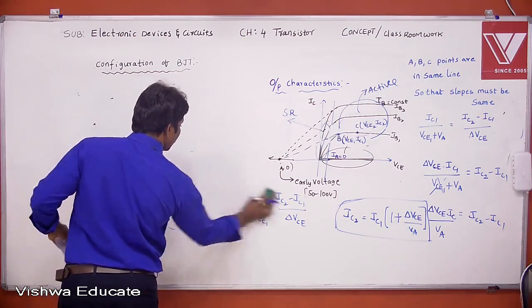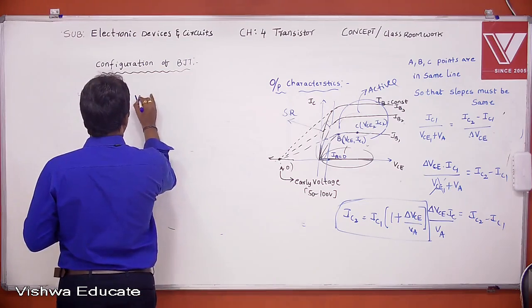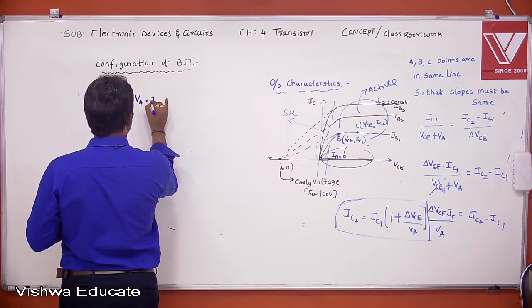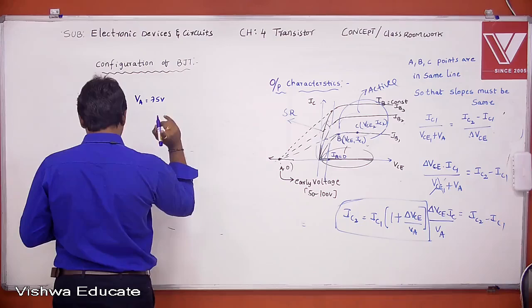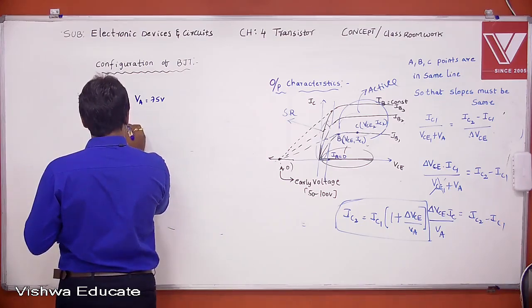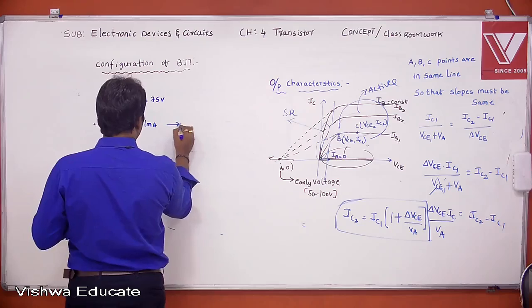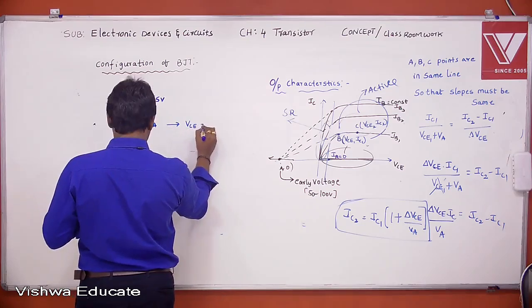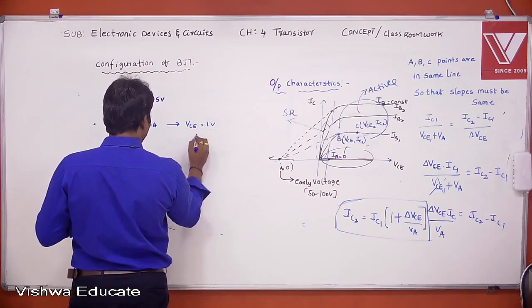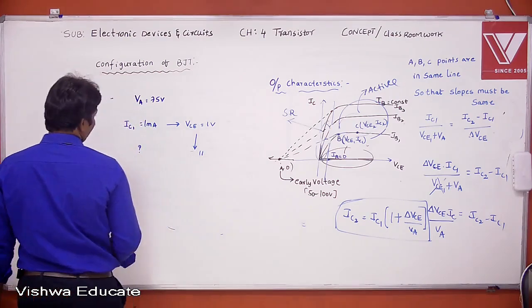Now first of all, what is the given data actually? They gave the early voltage. How much? 75 volts. Early voltage is 75 volts, right? And what is the collector current actually? The collector current equal to 1 milliampere when VC is how much? 1 volt. If this VC is increased to 11 volts, then what is the collector current?